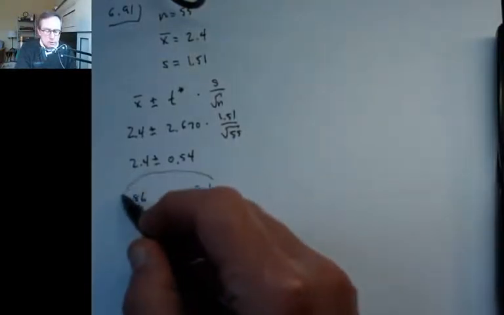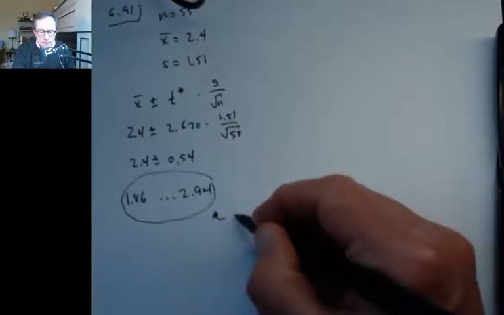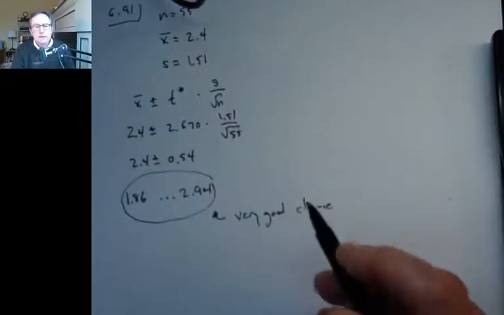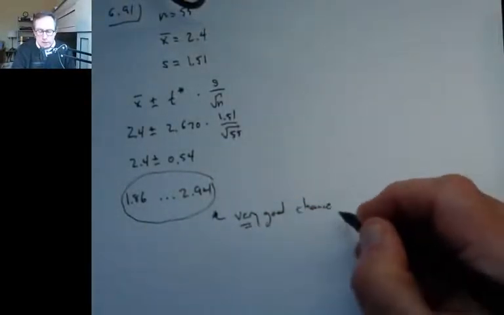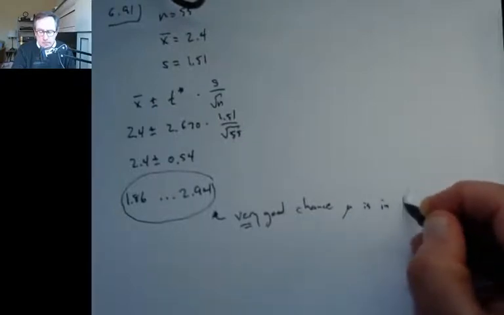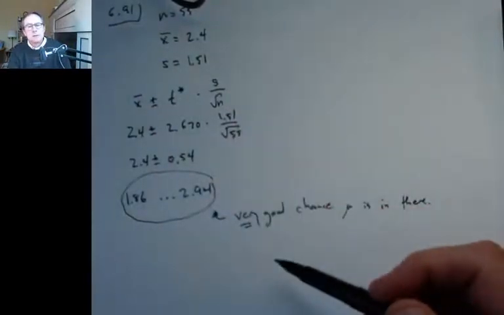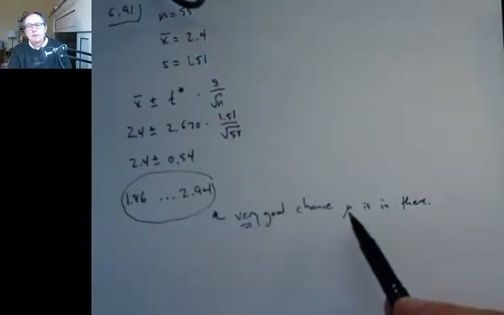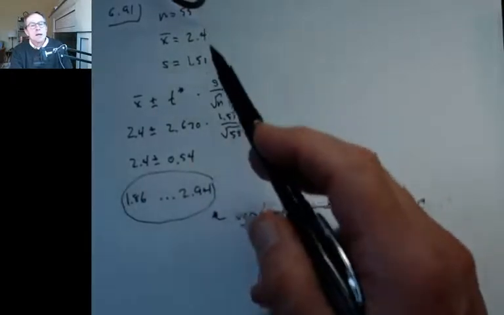But the big idea, always the big idea, is what's the point of that interval? And the answer is that we think there's a very good chance, not that X bar is in there, I know exactly what X bar is, 2.4, but rather there's a very good chance that mu is in there. 99% chance. If you went through this process 100 times, 99% of the time, the interval that you got would contain the true number. So I'm interested in the true number, not in the sample. I'm interested in the population parameter, not in the sample. Okay, so we think the population parameter is in that interval.